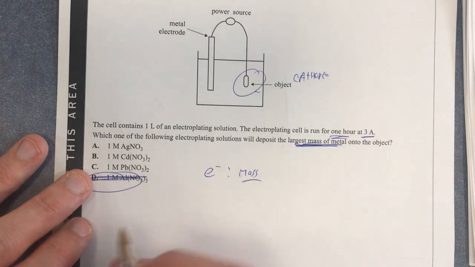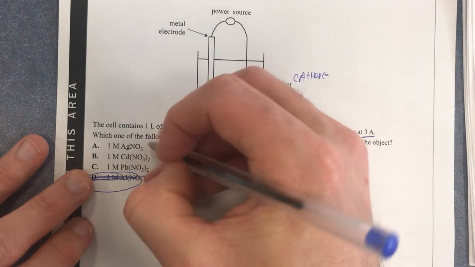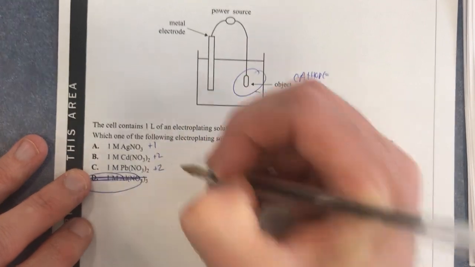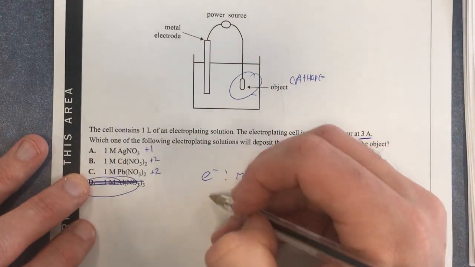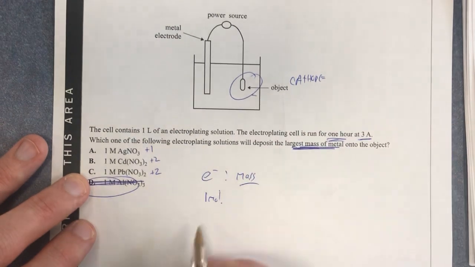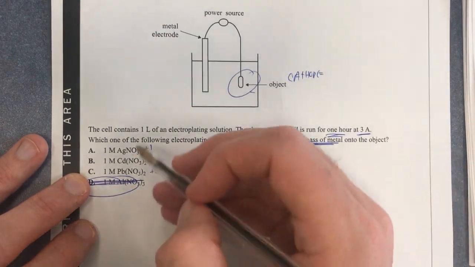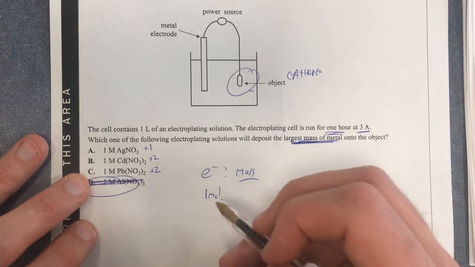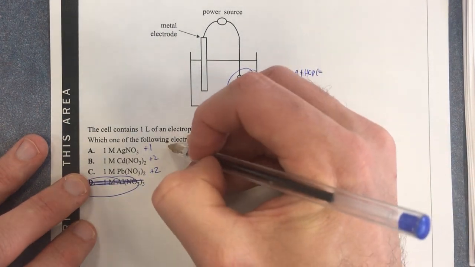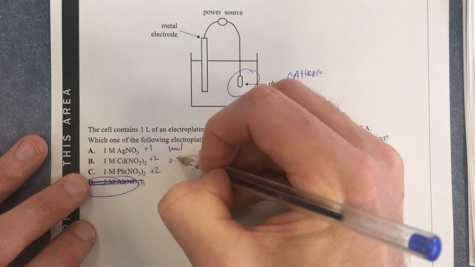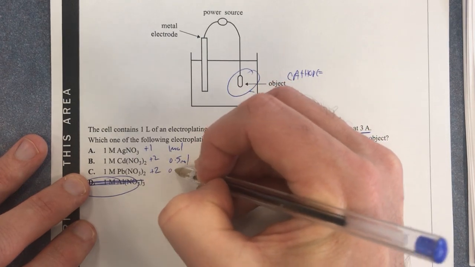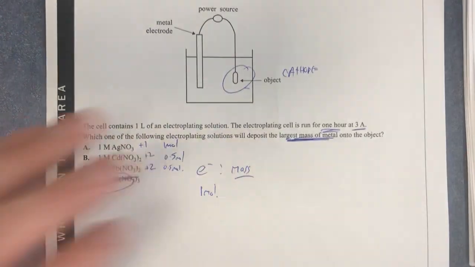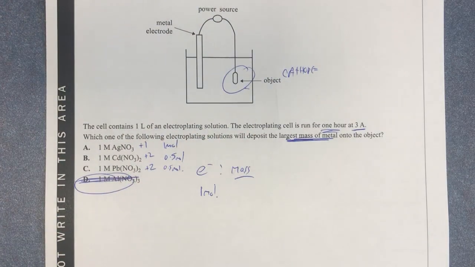But our ratio of electrons to metal is going to be 1-to-1 here, because this is positive 1, this is positive 2, this is positive 2. If we have 1 mole of electrons, which we don't, but they're all getting the same amount, which one's going to get the most mass? So pretend it's 1 mole. I've got 1 mole of silver, 0.5 moles of cadmium, and 0.5 moles of lead. Let's work out which one of these is going to produce the most mass.